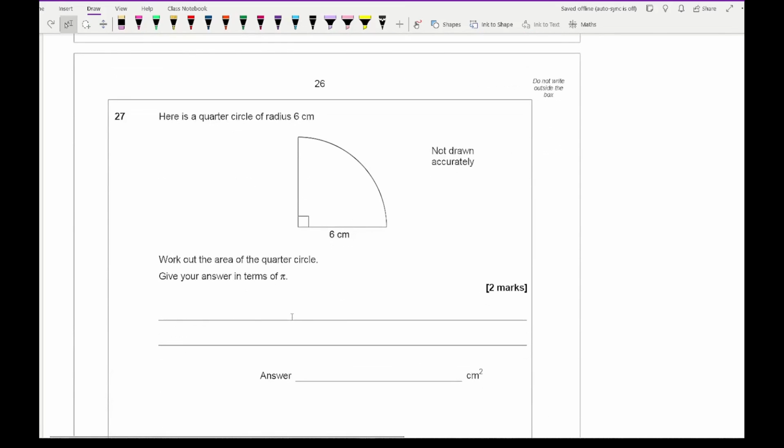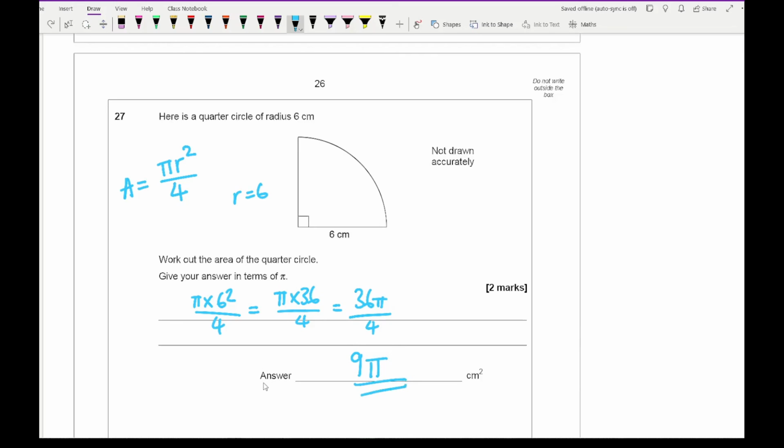Then moving on to question 27, it says here is a quarter circle with a radius of 6. Work out the area of the quarter circle, give your answer in terms of pi. So in terms of the area, if this was a full circle it would be pi r squared, but it's a quarter circle, so I divide that by 4. Here the radius is 6, so I get pi times 6 squared, all divided by 4. That gives me pi times 36 divided by 4, which gives me 36 pi over 4. 36 divided by 4 is 9. So the answer is 9 pi.